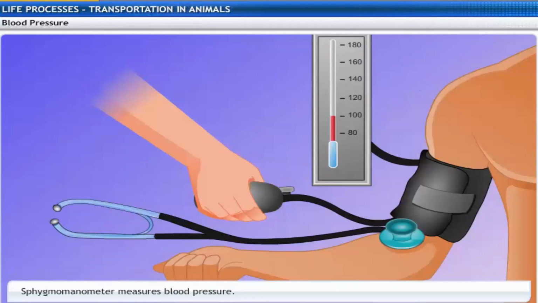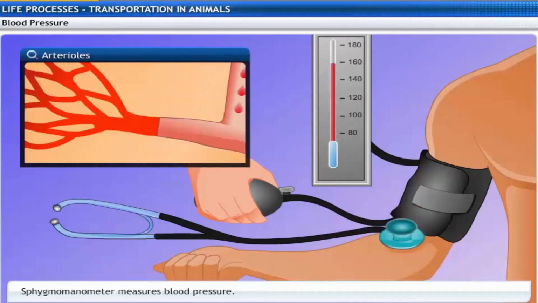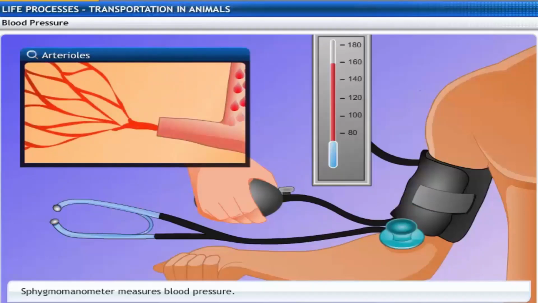High blood pressure is also called hypertension. It is caused by the constriction of capillaries of arteries called arterioles. This results in increased resistance to blood flow. High blood pressure can lead to ruptured arteries and internal bleeding.